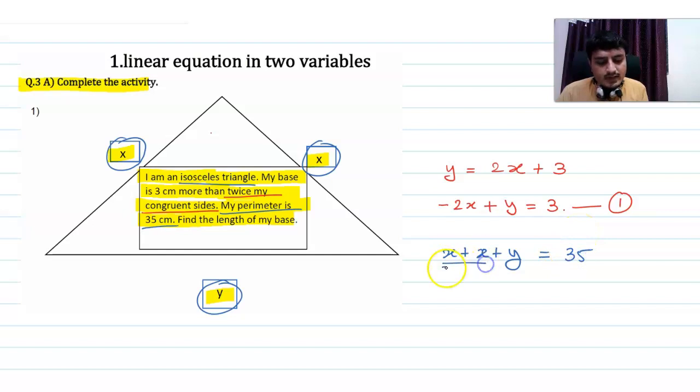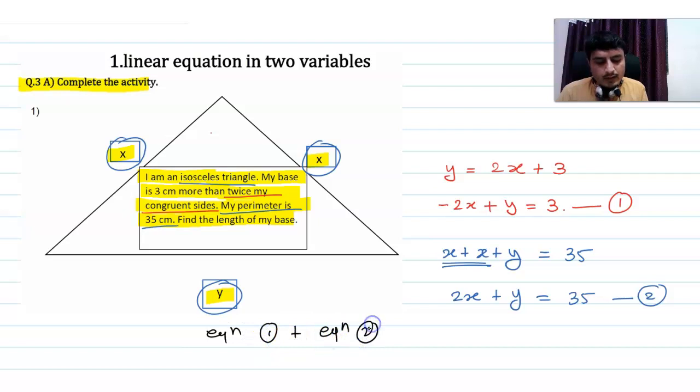So x plus x are identical terms, or like terms. They can be easily added, which gives us 2x plus y equals 35. Call it equation number 2. Now look at equations 1 and 2 carefully. What will happen once we add equation 1 with equation 2? We get minus 2x plus 2x gives us 0, or gets cancelled. y plus y becomes 2y. So we have 2y equals 35 plus 3, that is 38.